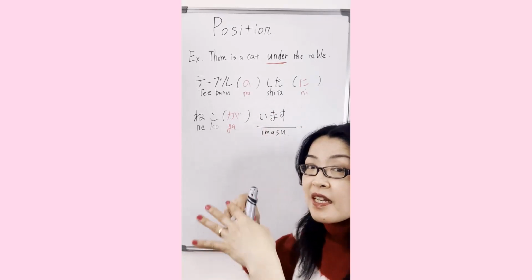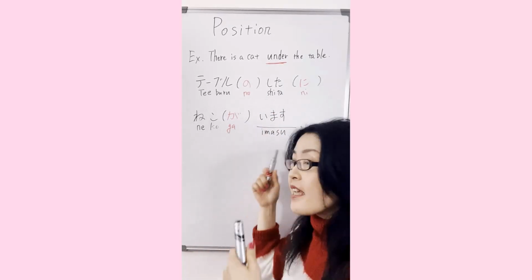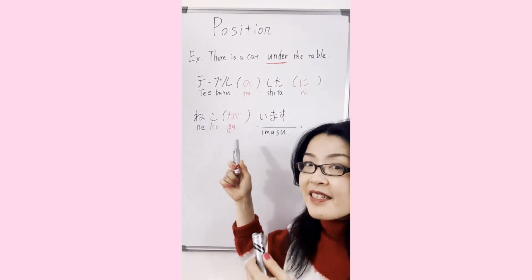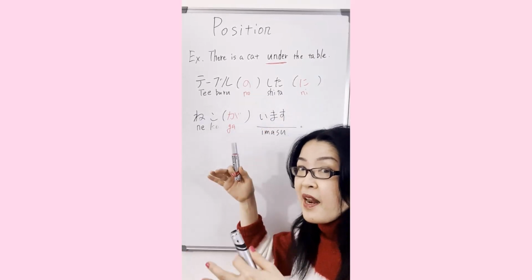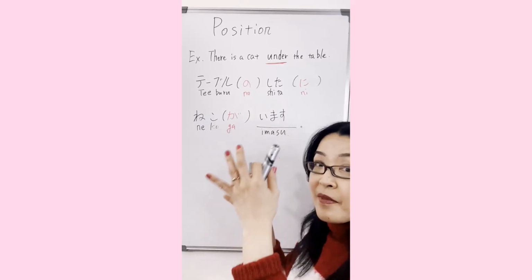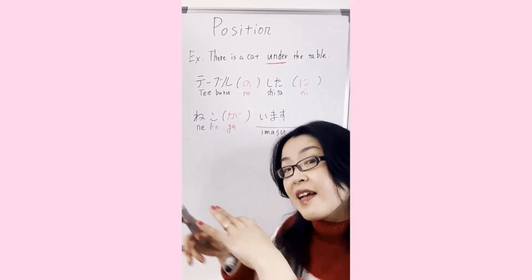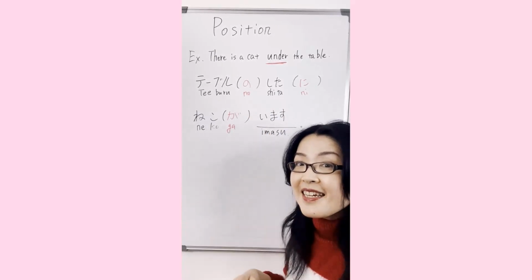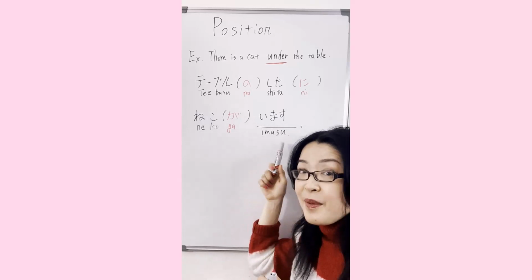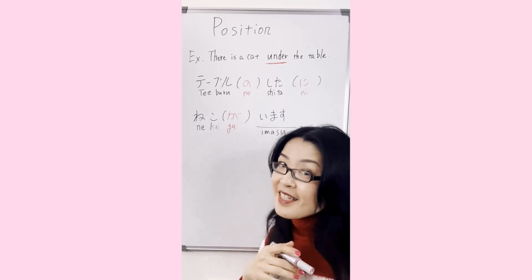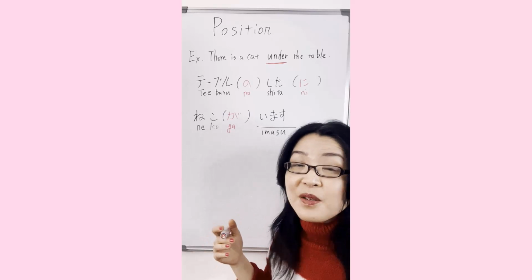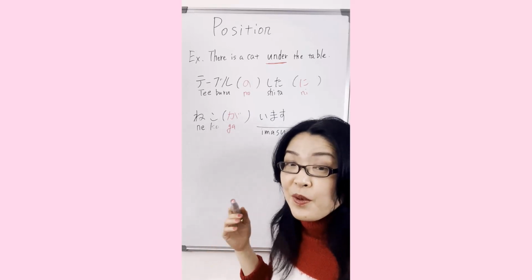This ni shows a place where something exists. In this case, cat. Okay. So ni shows a place, and then shita is a kind of place word, meaning under, bottom, beneath. Okay. The neko ga imasu means a cat exists. So it's like there is a cat or there are cats.